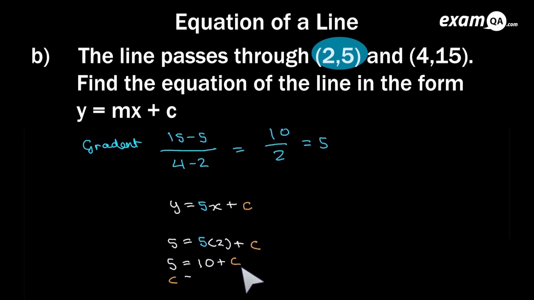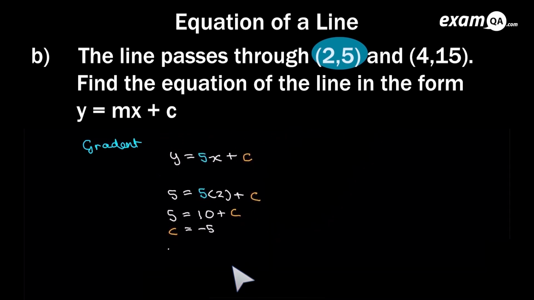And now that we know what c is, we can put that missing c into the equation. So we can write the equation again with the c value in. And there we have it, the equation of our line: y equals 5x minus 5.